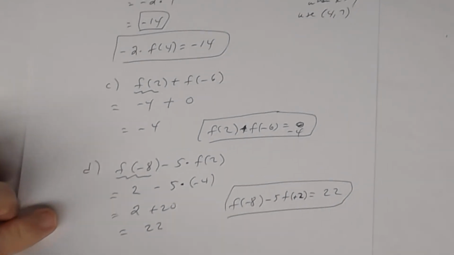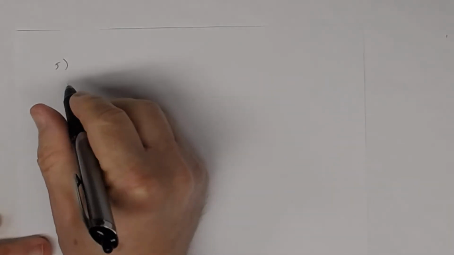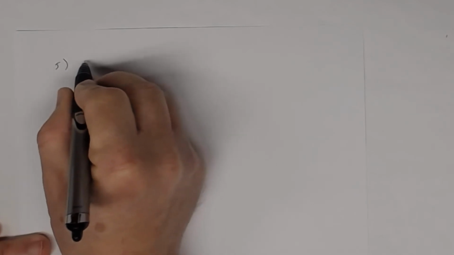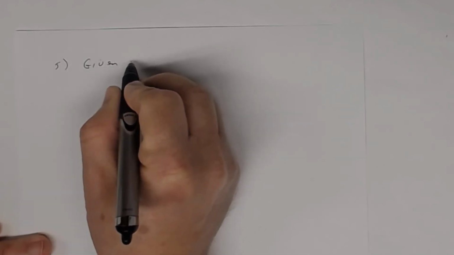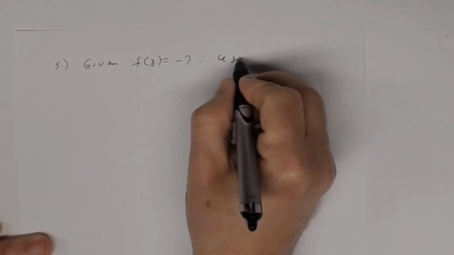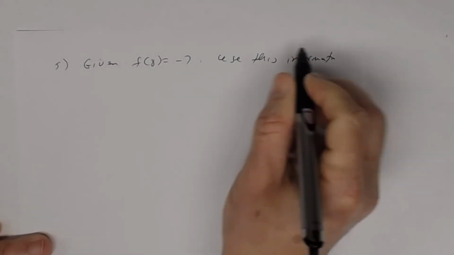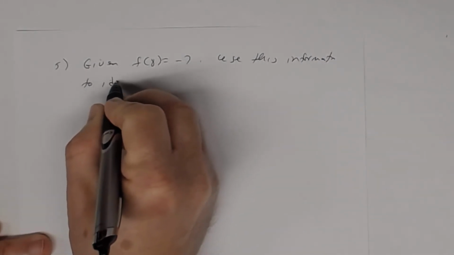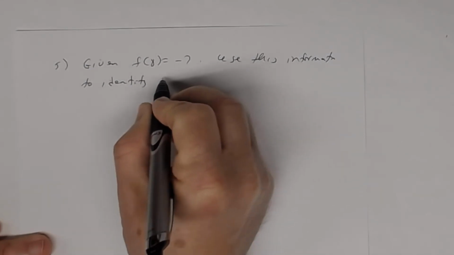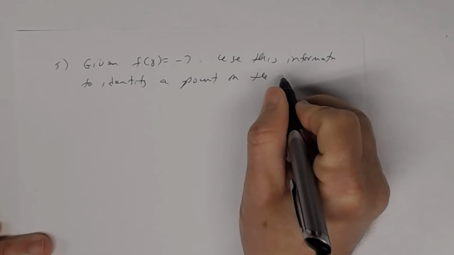All right. And then finally, the last problem. Let's look at number 5. You had this in a previous lesson, one of the previous assignments that you had to deal with. But let's go ahead and look at it again. Given f of 8 is equal to negative 7, use this information to identify a point on the graph of f.